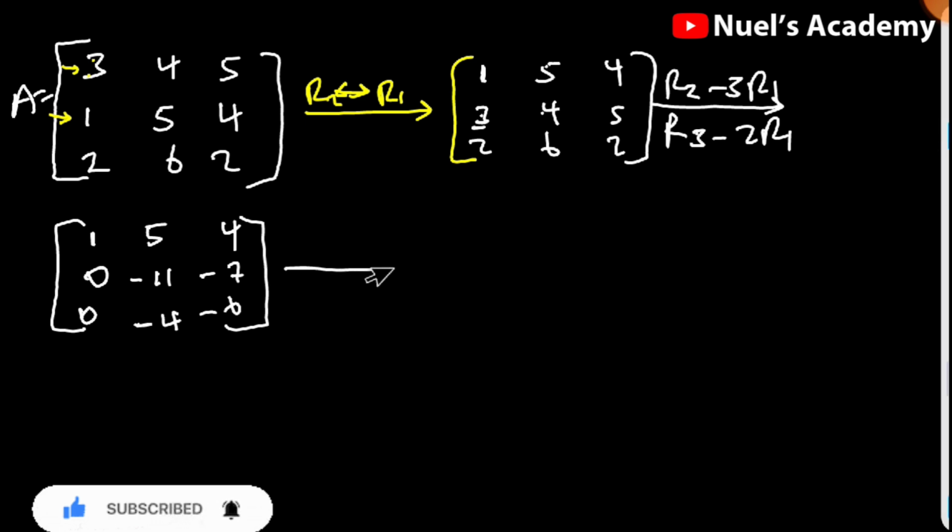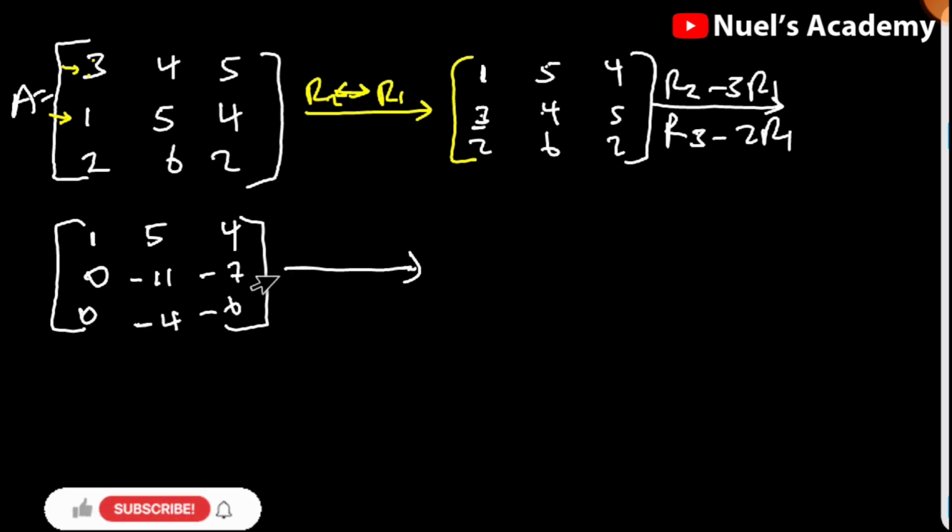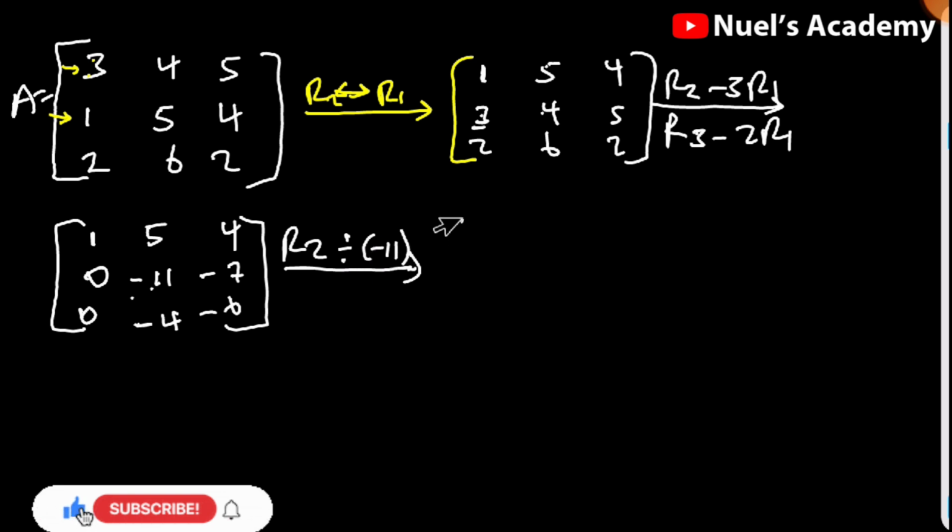So the next thing we're going to do is make this negative 4 be 0. But before that, remember we made this leading entry here to be 1. So we're also going to make this leading entry here to be 1 for easier simplification. For us to do that, we are going to divide row 2 by negative 11. We just want our leading entries to be 1.